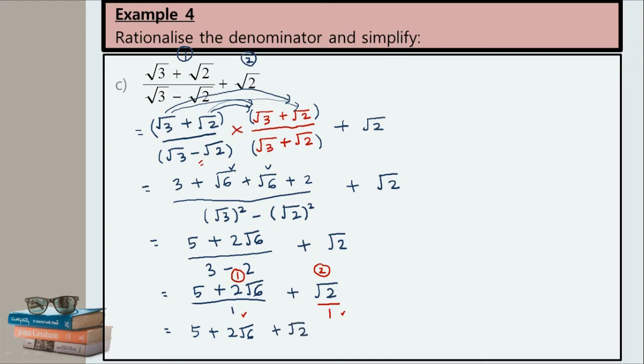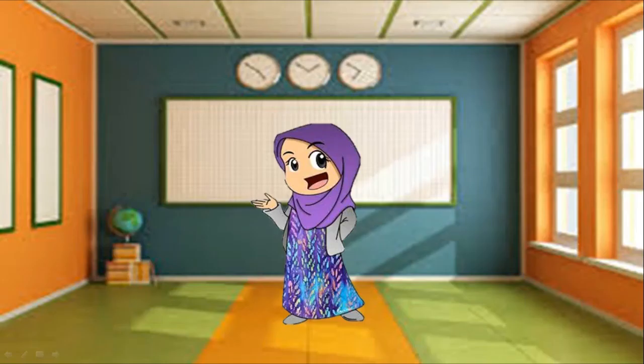Okay, boleh simplify lagi tak? 5 plus 2 surd 6 plus 2. Okay, tak boleh dah. So that's it. This is our final answer. Okay, done for rationalizing the denominator.